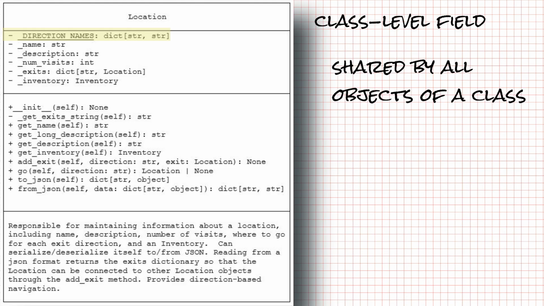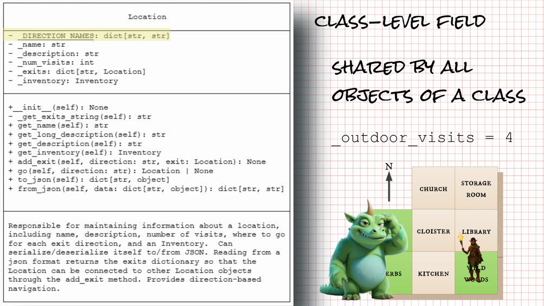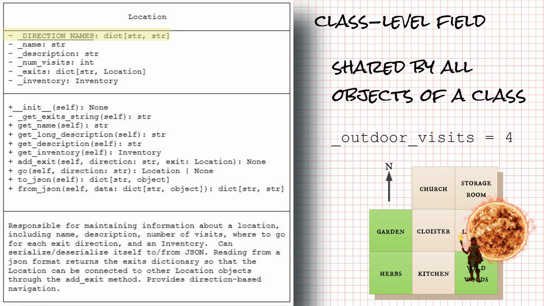Another use of class level fields is to keep track of data that all objects of that class might contribute to. For example, suppose I had a class level field called outdoor visits, and that class level field starts off at 0, but every time the player visits an outdoor location, that location instance increments the outdoor visits field. And maybe if the player goes outdoors some threshold number of times, they attract unwanted attention, or they gain an outdoor explorer skill, or they get a sunburn. The point is that the class level field is shared among locations and they can all access and modify the same field.